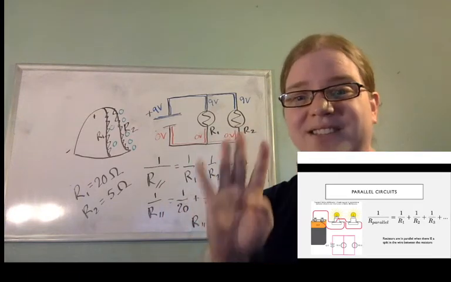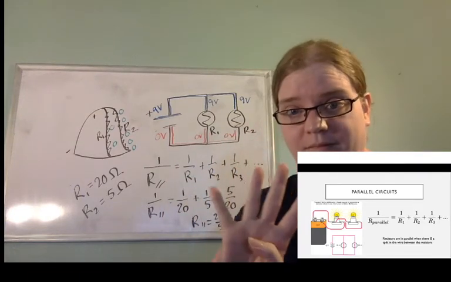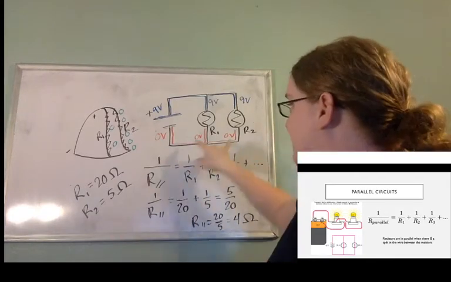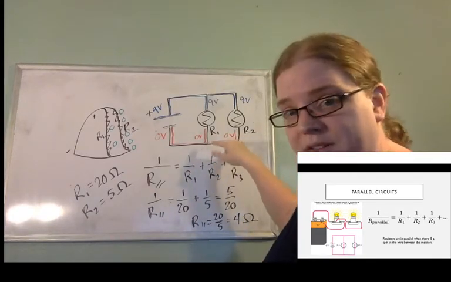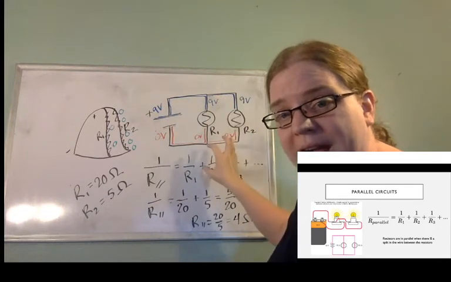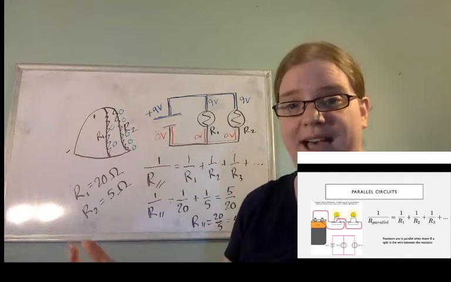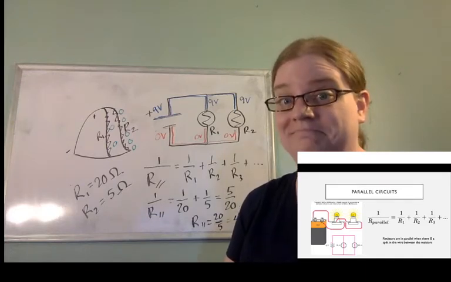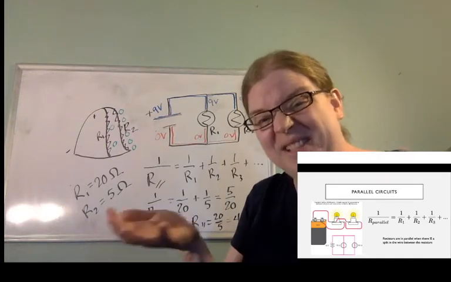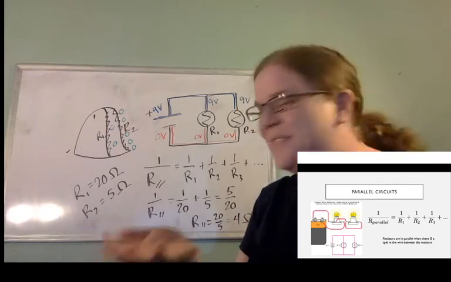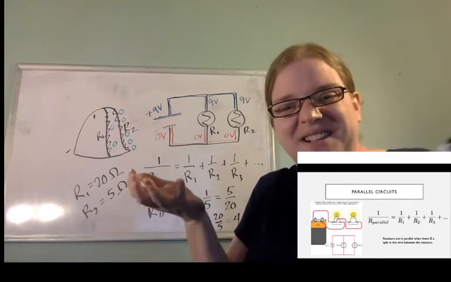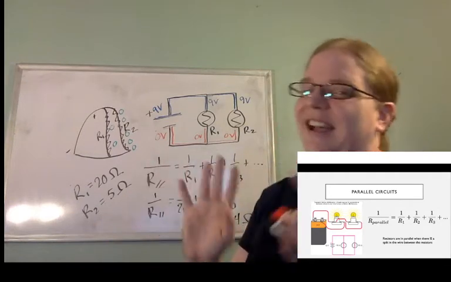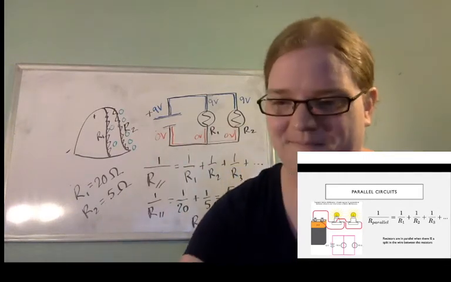The point is 4 is smaller. Okay? 4 is a smaller number than either 20 or 5. So we have two relatively big resistors. We put them in parallel, and the result of that is something smaller than either of them. Come on, that's weird, right? Does that feel a little bit weird? You're getting smaller numbers by combining big numbers. It blows my mind. I love it.